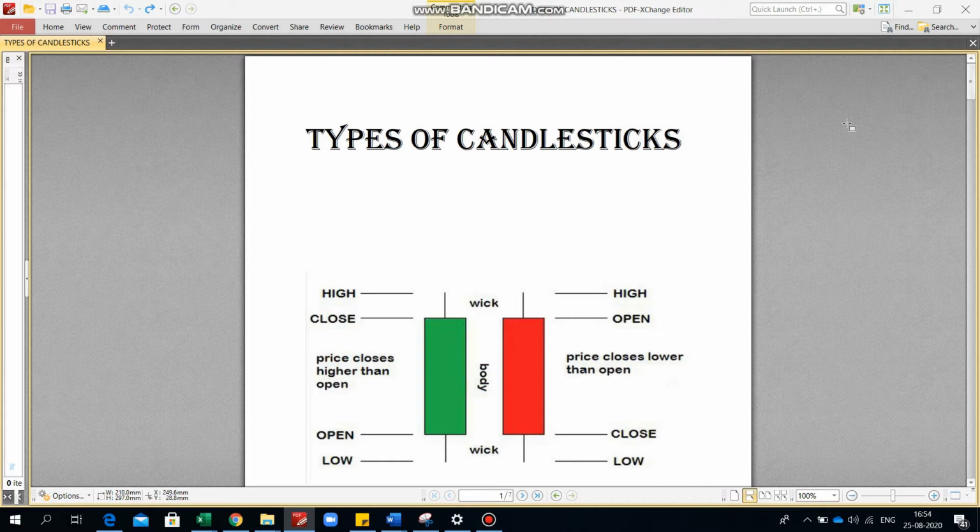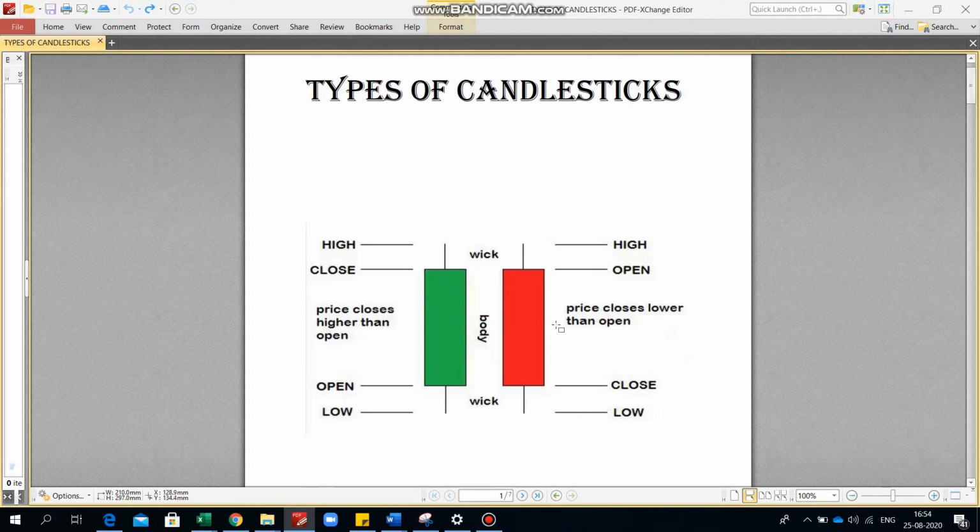There are actually 13, 14, n number of types of candlesticks, but I'm going to talk about the most important candlesticks which come in daily use. We see these kinds of candlesticks every day in almost all the stocks and indices. So first I will be talking about the basic candle.